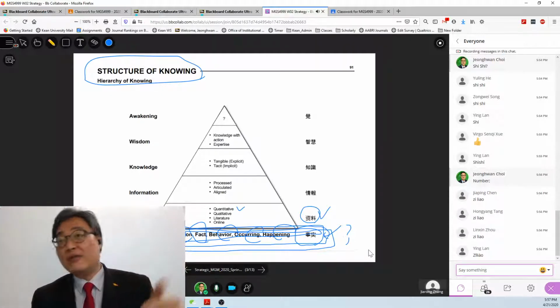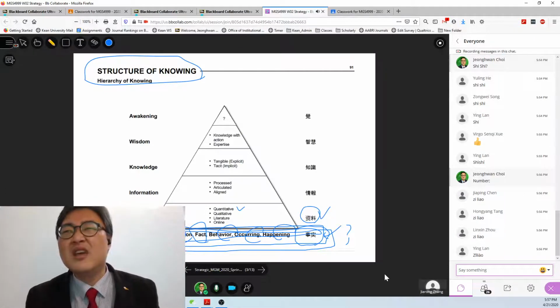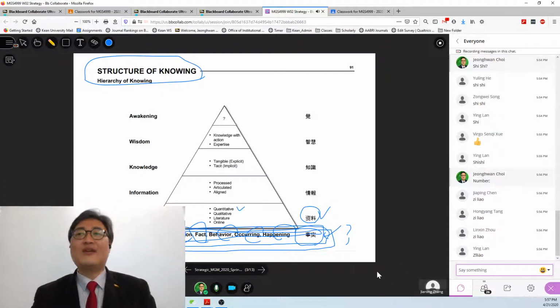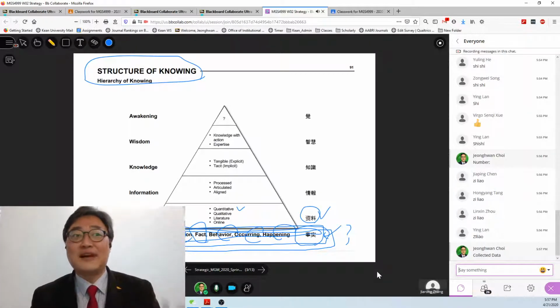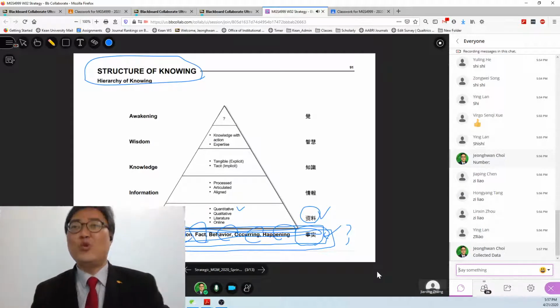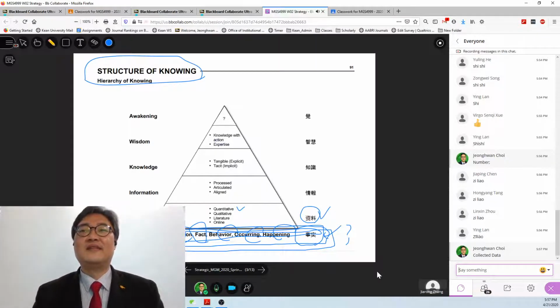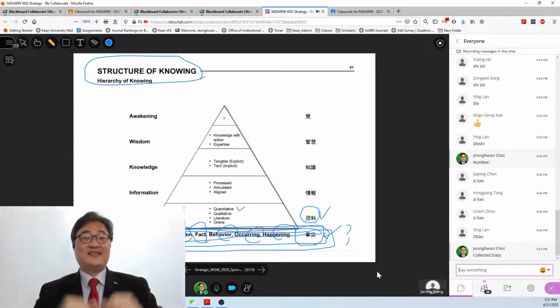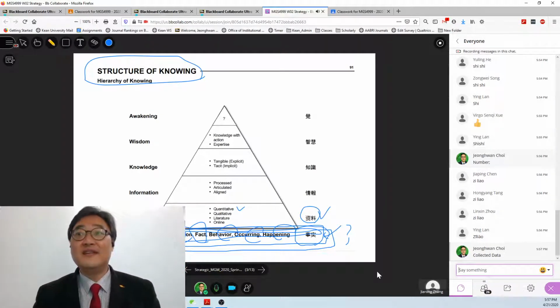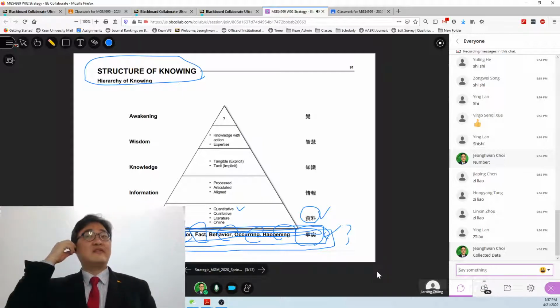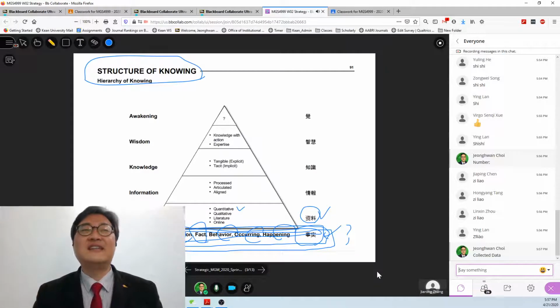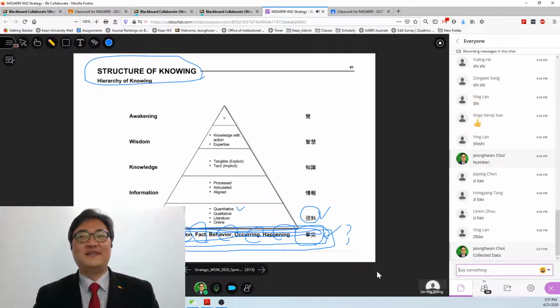So when we have data, can we say that we know something? No, I have just collected data. Data collection, data mining, that's all. However, that is not knowing. Even when we have a lot of data, can we say that we know something? No. That's just a collected amount of data.